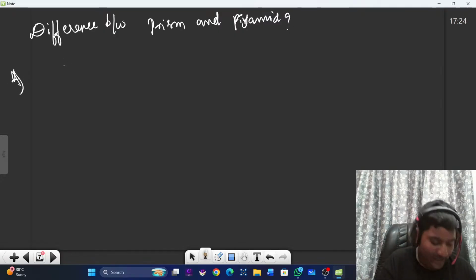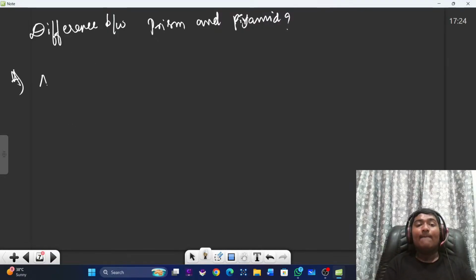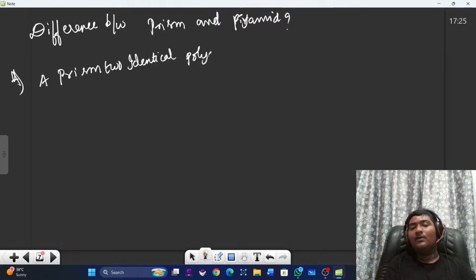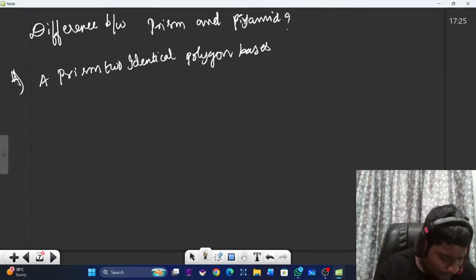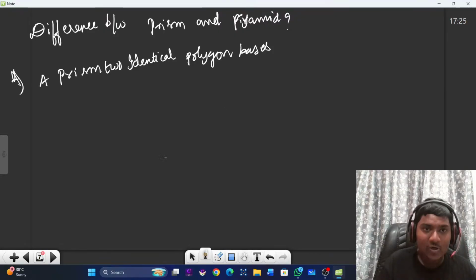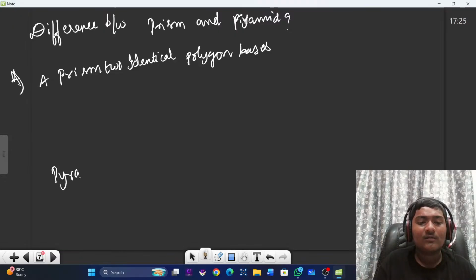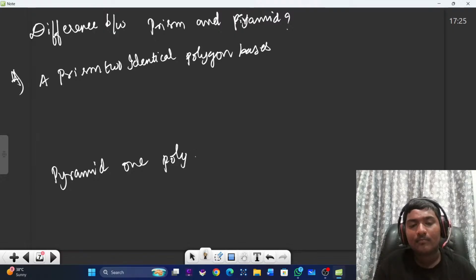So the answer here will be that a prism has two identical polygon bases. So if prism has two identical polygon bases, then what does pyramid have? Then the pyramid has one polygon base.